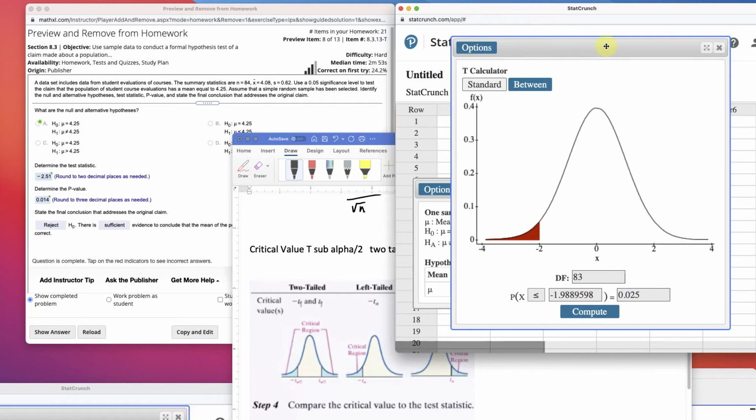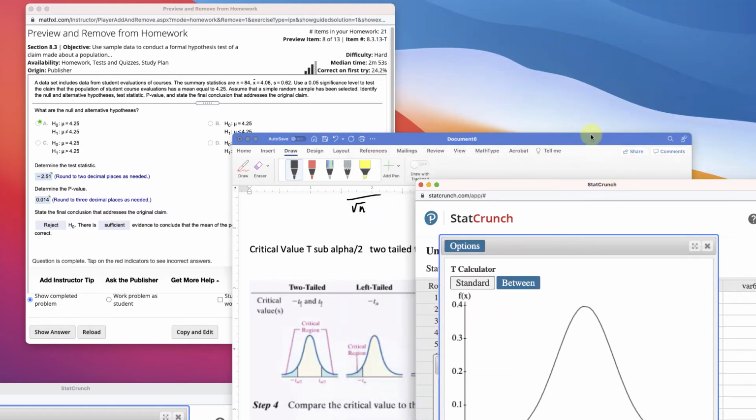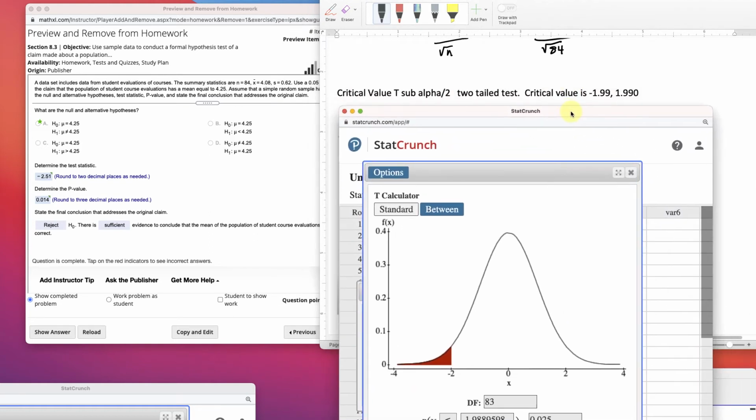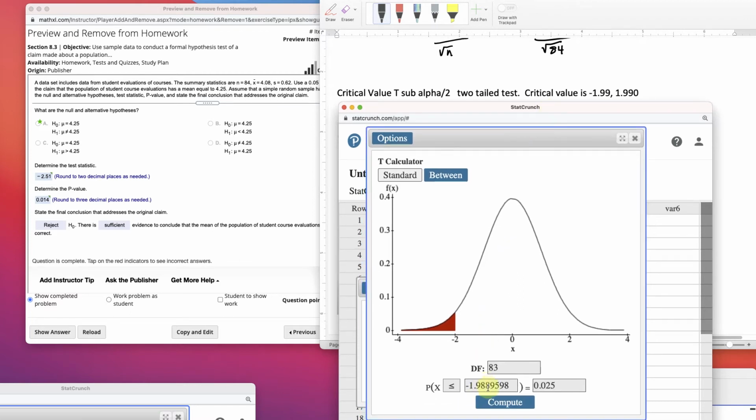Negative 1.988. And if we look at what we got, negative 1.99, rounding the 8 to a 9, we've confirmed that this is the correct critical value, and it can be completely done in StatCrunch in basically 10 seconds if you know what you're doing.